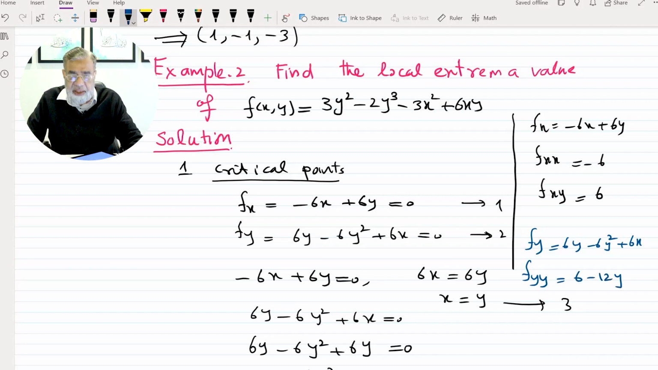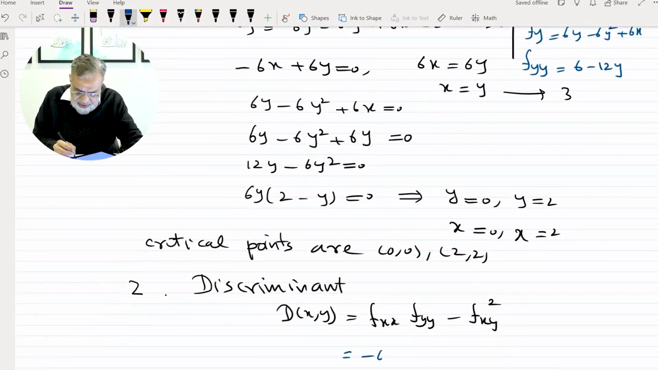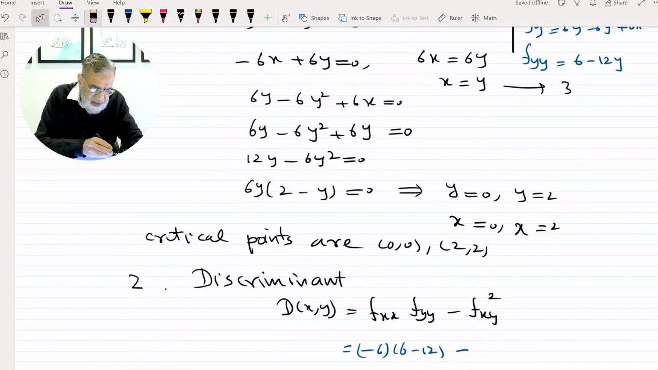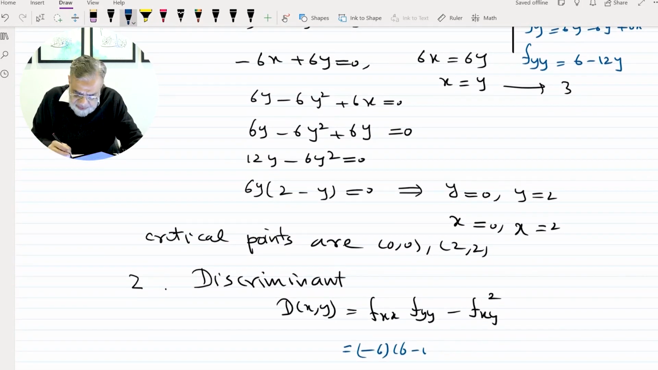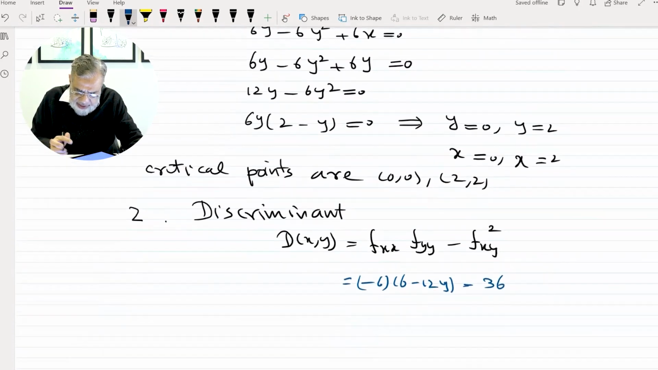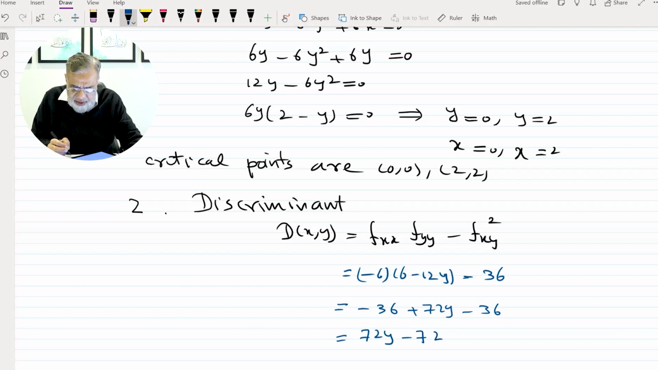Now I find my discriminant. That means I multiply f_xx and f_yy: −6 times (6 − 12y), then minus f_xy squared, which is 6², so minus 36. I simplify this: multiplying by −6 gives −36 + 72y − 36. So that gives me 72y − 72. This is my discriminant D(x,y).